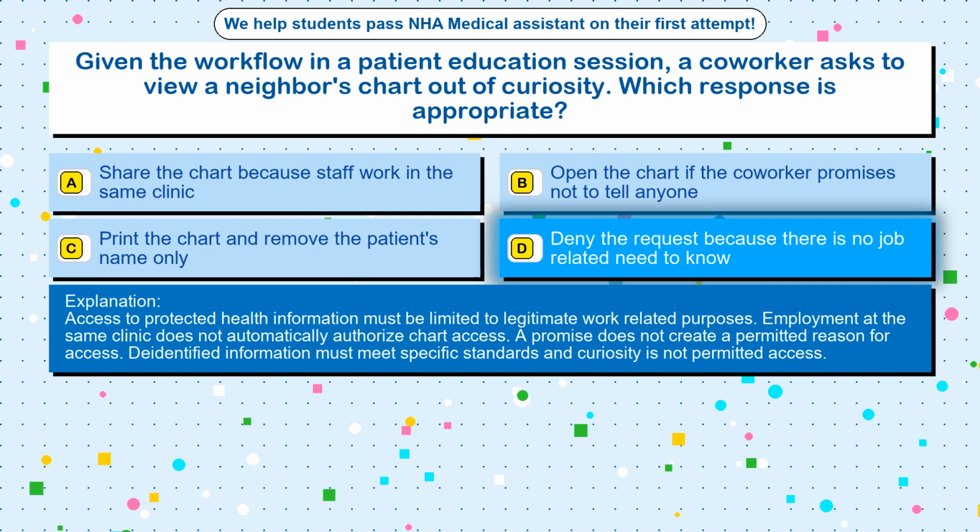Access to protected health information must be limited to legitimate work-related purposes. Employment at the same clinic does not automatically authorize chart access. A promise does not create a permitted reason for access. De-identified information must meet specific standards, and curiosity is not permitted access.